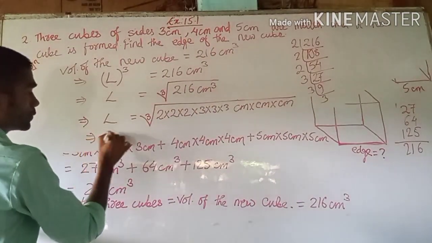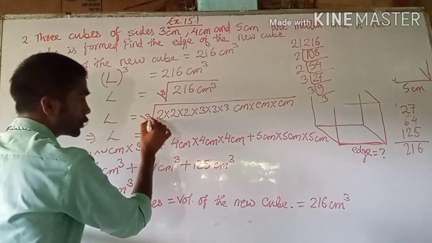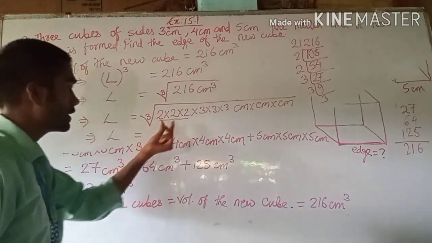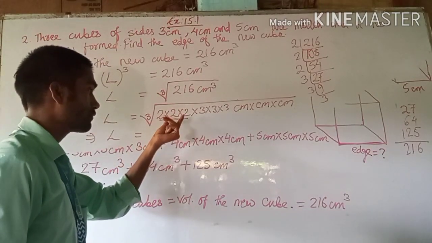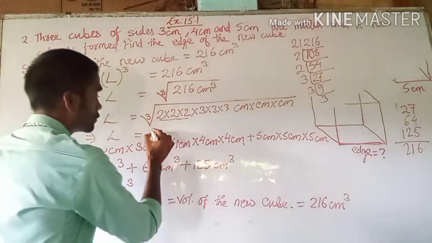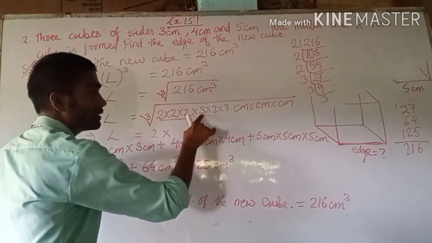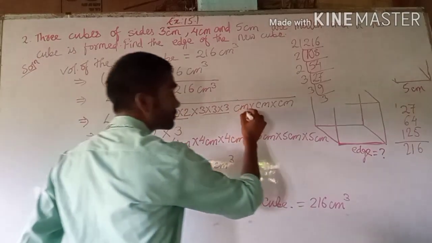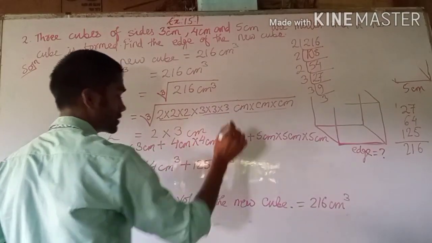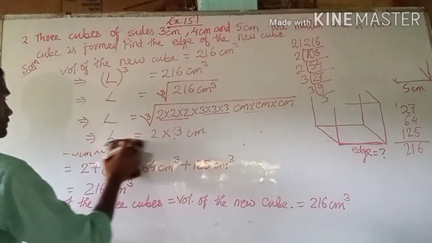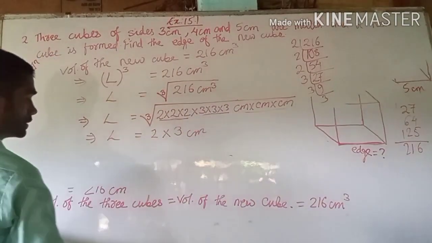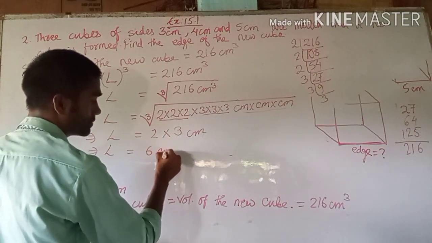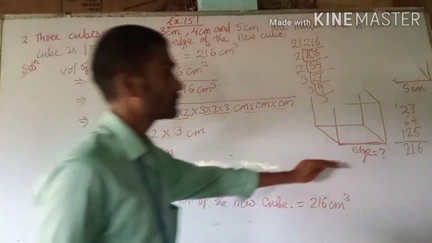Now for L, for the cube root we will take 1 from every 3 equal factors. From these 3 twos we will pick up 1, that is 2. Into, again here from these 3 threes we will pick up 1, that is 3. So now L is equal to 2 into 3, it is 6 centimeter. So we got the edge of the new cube.